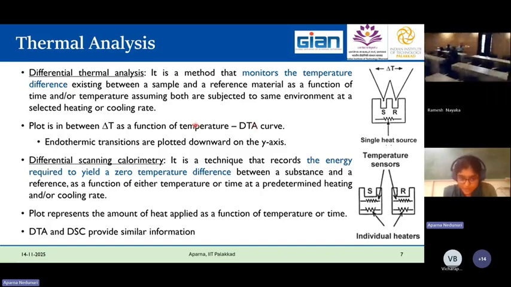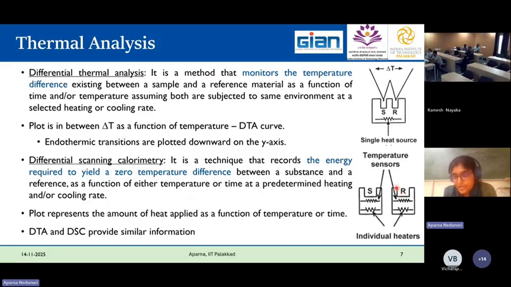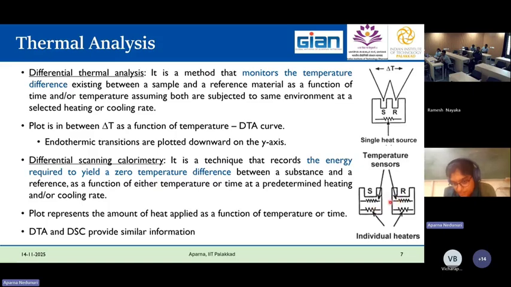Then we also have differential scanning calorimetry, a technique which records the energy that is required. In DTA we are measuring the temperature difference. Here we don't require the temperature difference; we would like the temperature difference to be 0. In this case, we may need to provide external energy. If the sample is taking the heat, then we may need to provide external energy to bring the temperature difference to 0. So here we measure how much heat we are providing to the sample for the temperature difference to be 0 with respect to the reference.